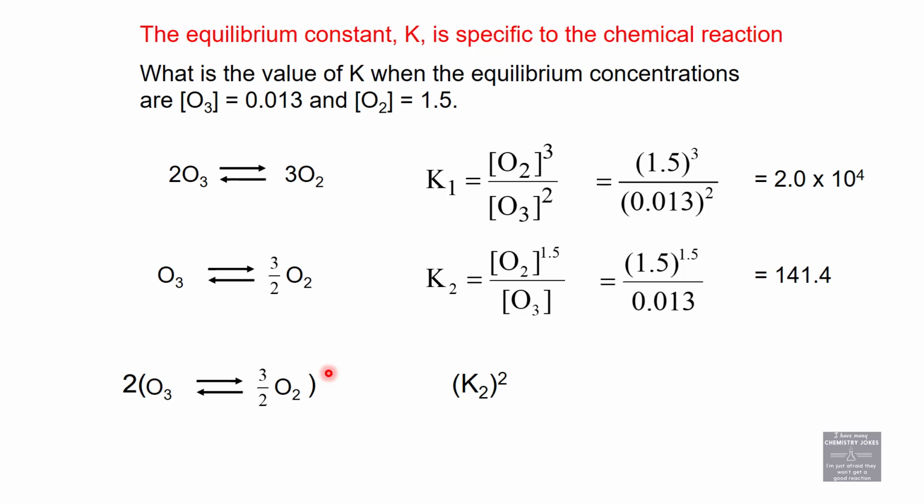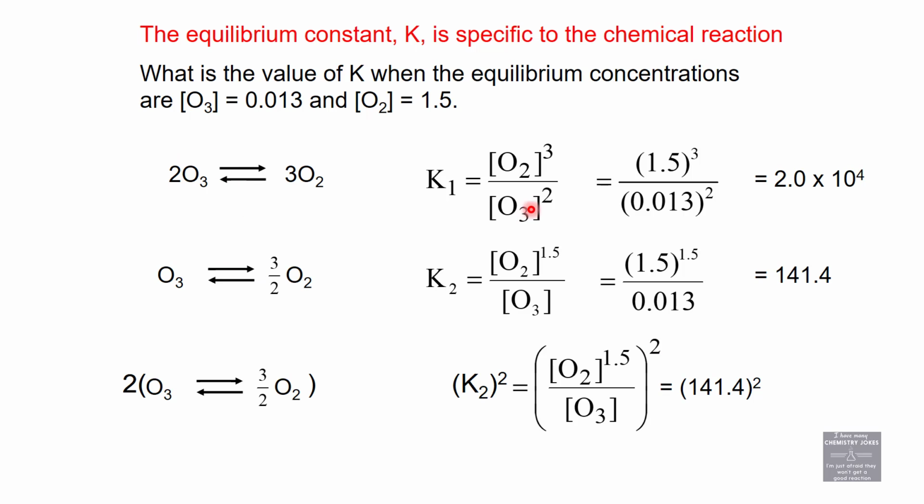What? How does this work? Well, multiplying the equation by 2 would make this actually 2O3 and 3O2. Square the K2. Okay. Put it in mathematically. If I just take this K number value and square it, that would really be 141.4 squared. And if you square 141.4, guess what you get? 20,000.